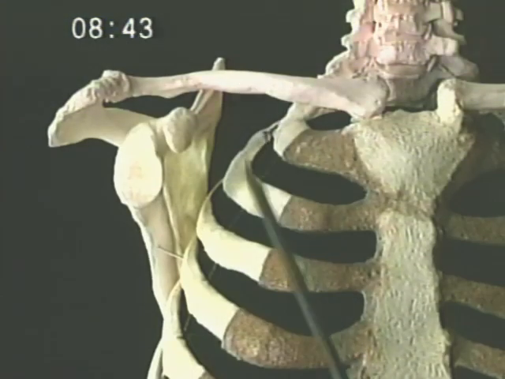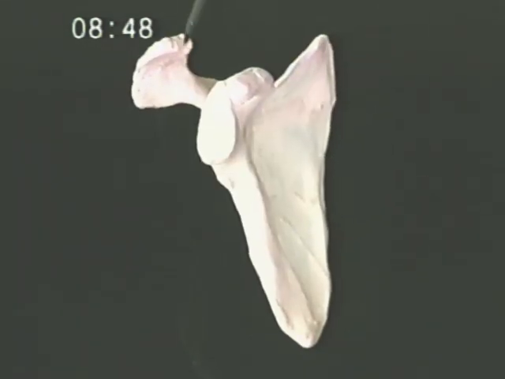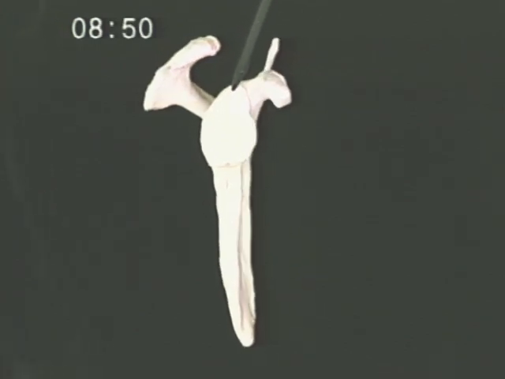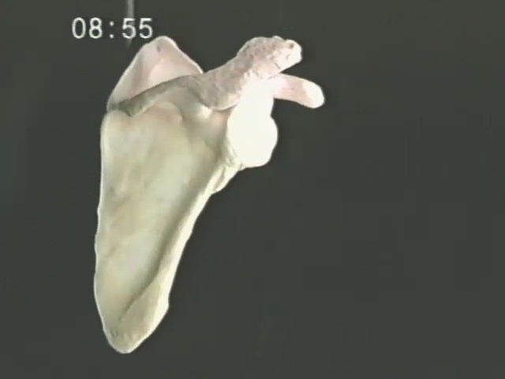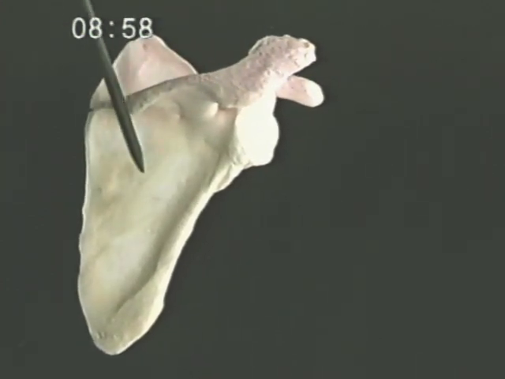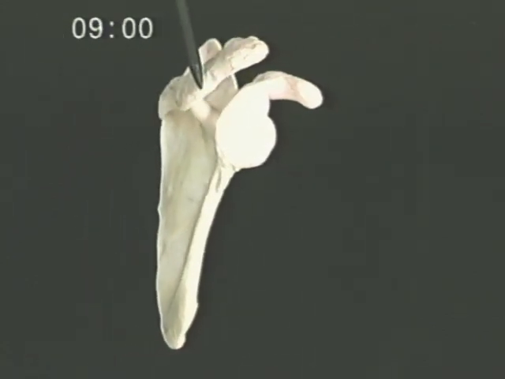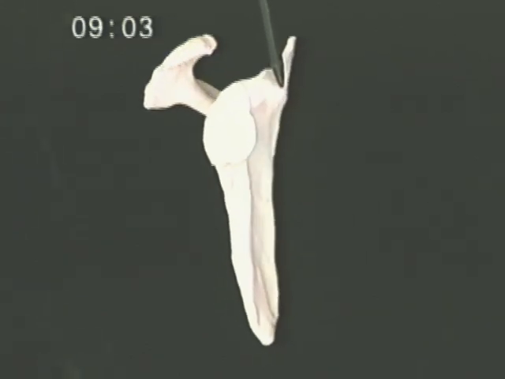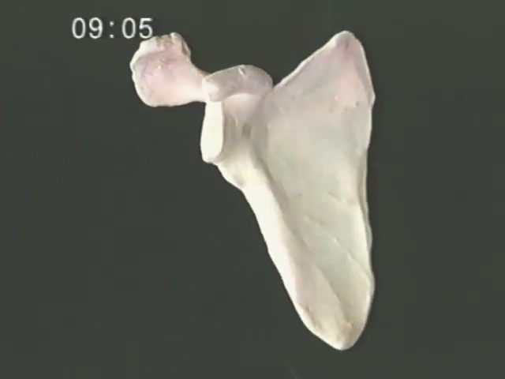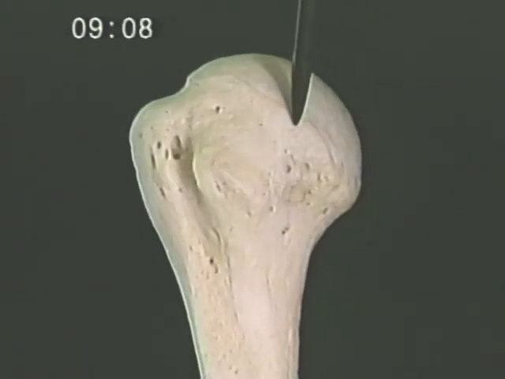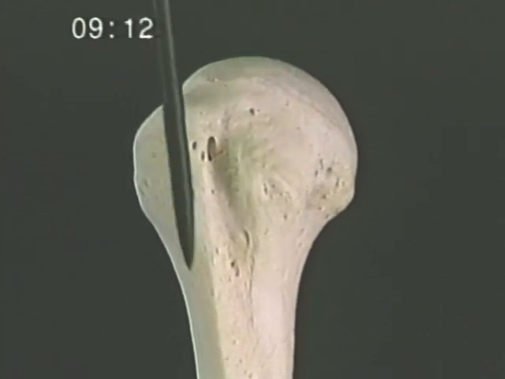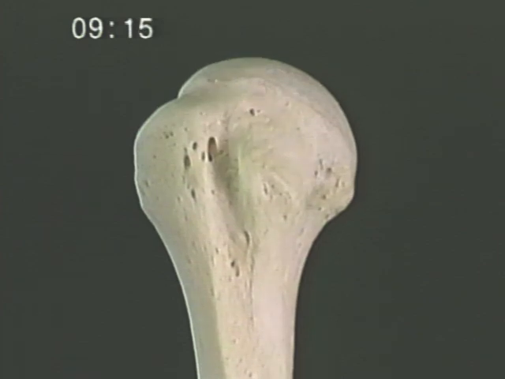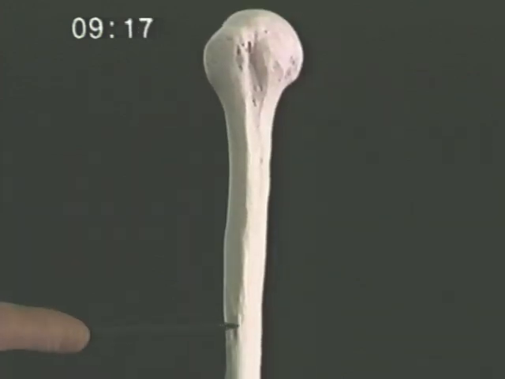Here's the clavicle, needless to say. On the scapula, here's the blade, the glenoid fossa, the supraglenoid and infraglenoid tubercles, the spine of the scapula, the supraspinous and infraspinous fossa, the acromion, and the coracoid process. Here's the proximal humerus with the head, the greater tubercle and lesser tubercle, the bicipital groove, and the deltoid tuberosity.